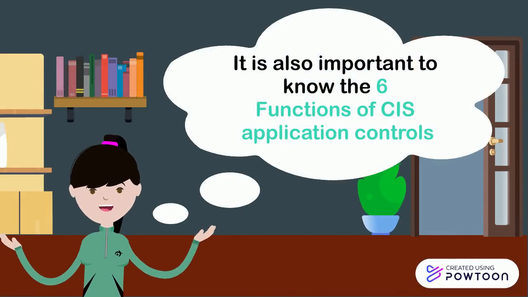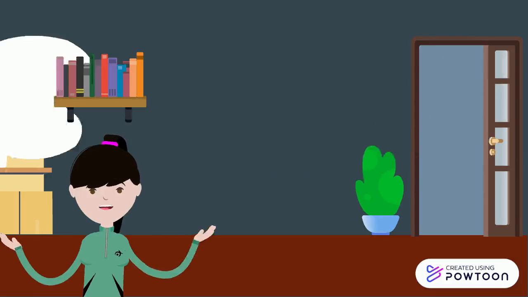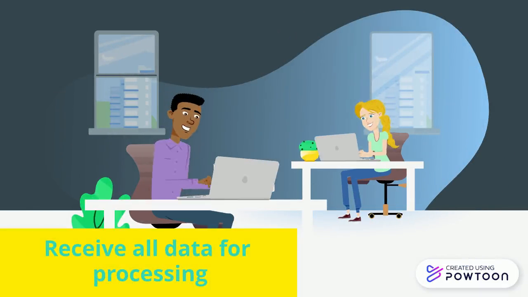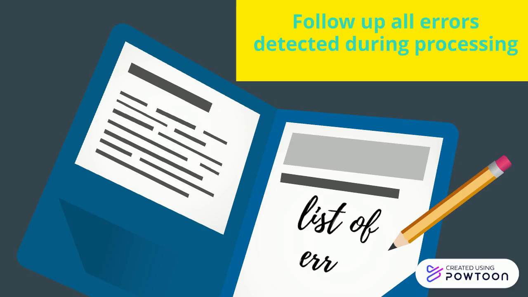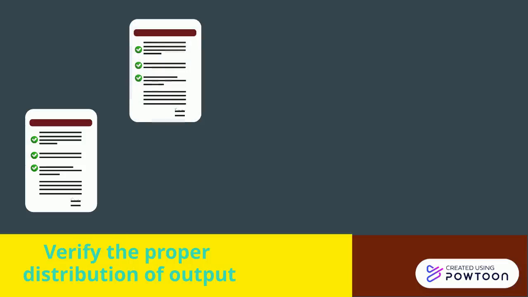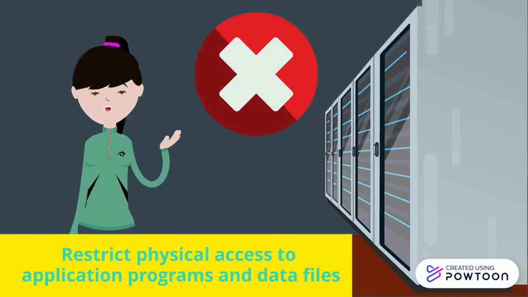It is also important to know the 6 functions of CIS application controls. It is to receive all data for processing, ensure that all data are authorized and recorded, follow up all errors detected during processing, verify the proper distribution of output, and restrict physical access to application programs and data files.